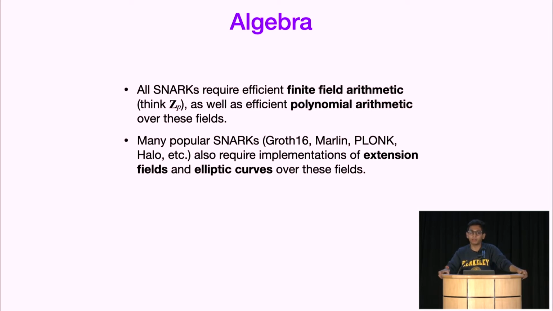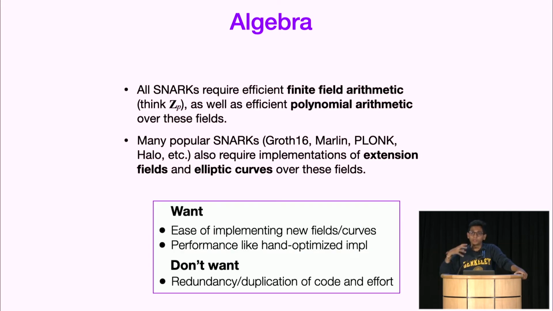for basically every popular SNARK you've heard of, like Plonk, Groth16, Marlin, and many more, right? So these require implementing efficient and secure elliptic curve arithmetic. So we want to be able to do this easily. We want it to be not a big overhead to actually implement new fields and new curves, but we want the performance at the same time to be almost as if you were handwriting that implementation, right? It should not be much slower.